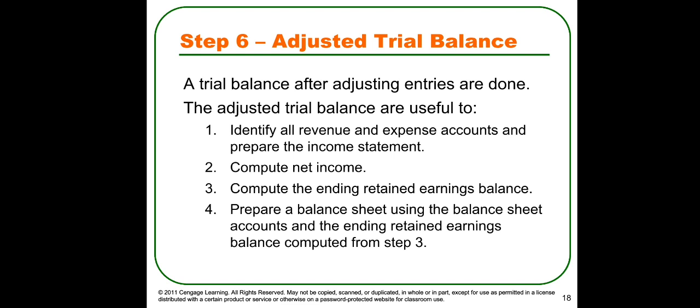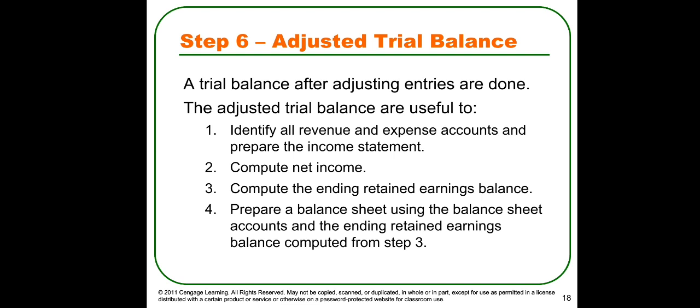Okay, let's see the first point in this slide. The adjusted trial balance is a trial balance you prepare after adjusting entries are done. The adjusted trial balance is useful to identify all revenue and expense accounts and prepare the income statement. Number 2, compute the net income or net profit. Number 3, compute the ending retained earnings balance. Number 4, prepare a balance sheet using the balance sheet accounts and the ending retained earnings balance computed from step 3.